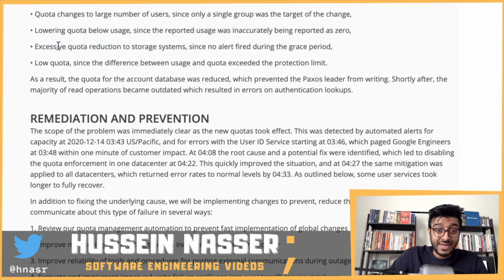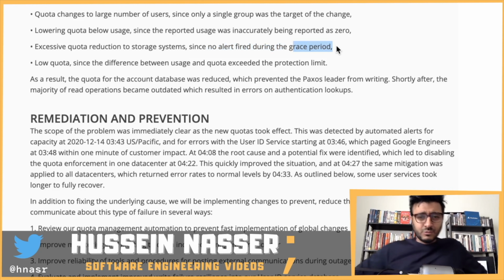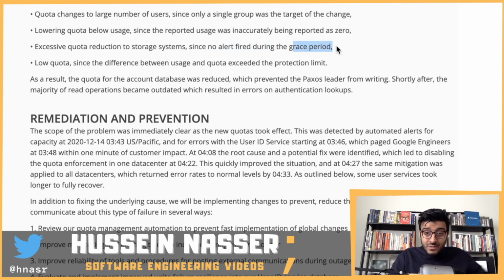So there was an excessive reduction in storage systems, from whatever terabytes or maybe petabytes down to zero. That's excessive load. They should have a measure to detect that, right? Apparently, no alerts were fired in the grace period, which is from October to December, 2 months. This went 2 months without alerts. But still, you guys, even Google's not perfect.